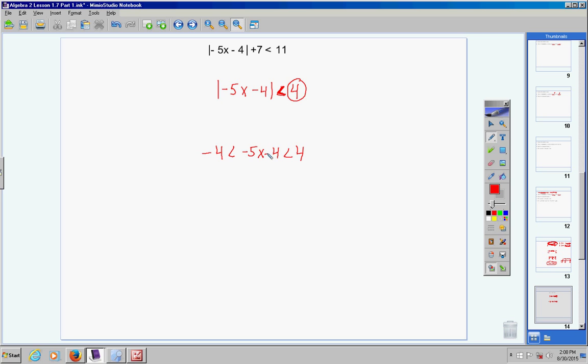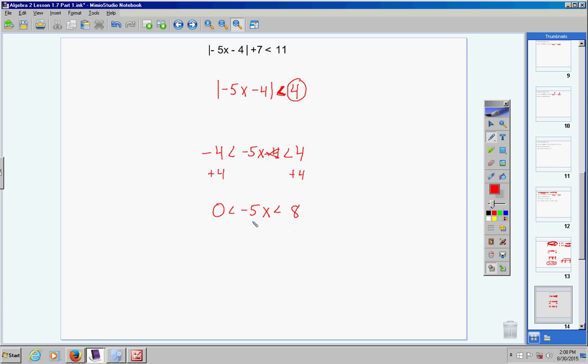And then step 3, solve this. Okay, no problem. I have to get rid of -5 and -4. So let's first bring the -4 out and make it positive. So I'll put a +4 here and a +4 here. So I'm left with 0 and 8. -4, +4, 0; +4, +4, 8.